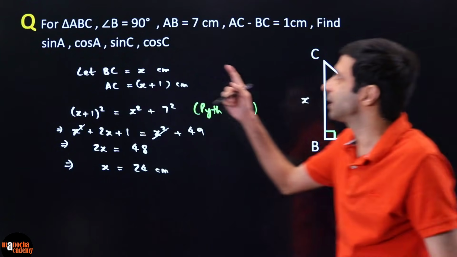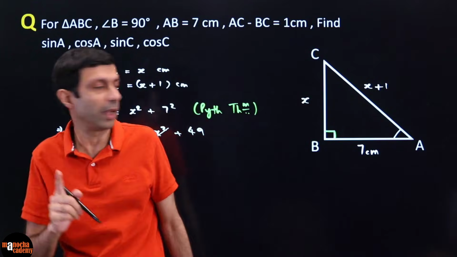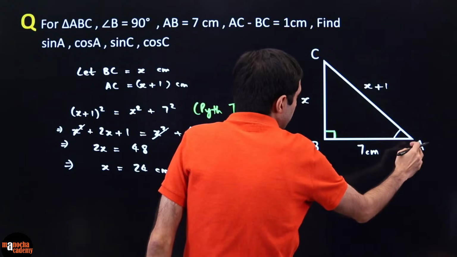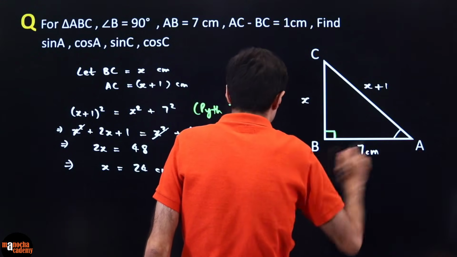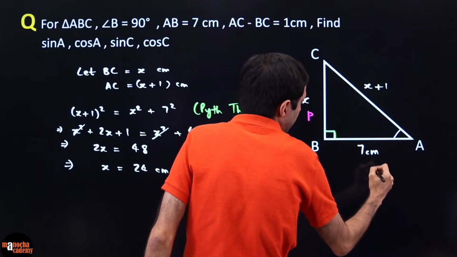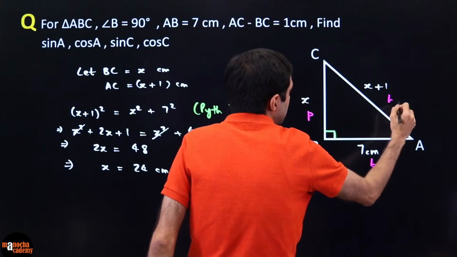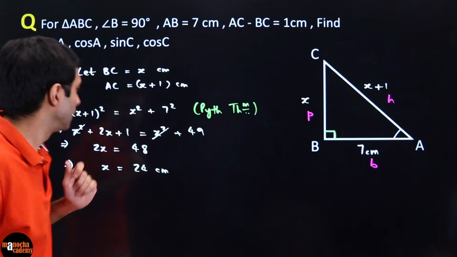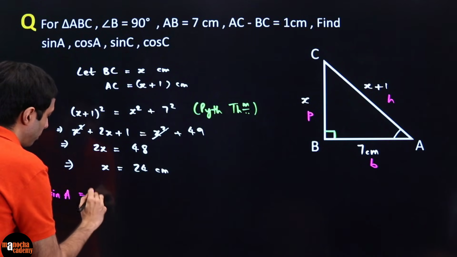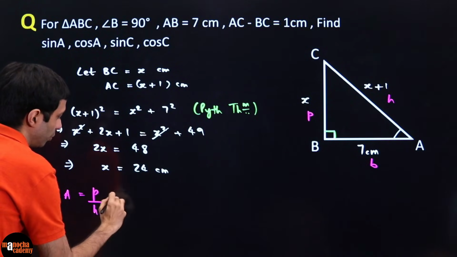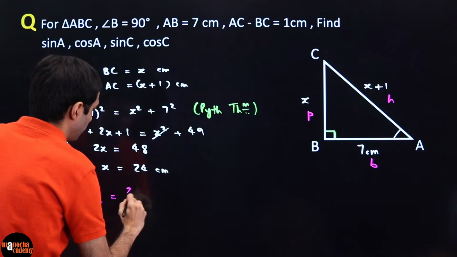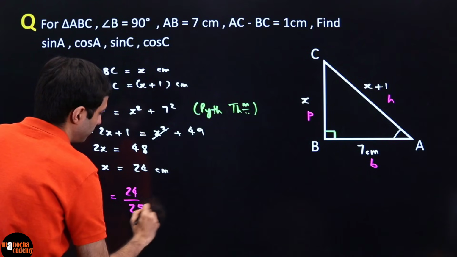So when we are looking for sine A and cos A, please remember to carefully look at the angle. For sine A and cos A, this is the angle A. That means for A, this is the perpendicular. This is the base containing 90 and the angle. And this is the hypotenuse. Is that clear? So if you calculate for A, sine A will be perpendicular by hypotenuse, which is x by x plus 1. So that will be 24 by 25.